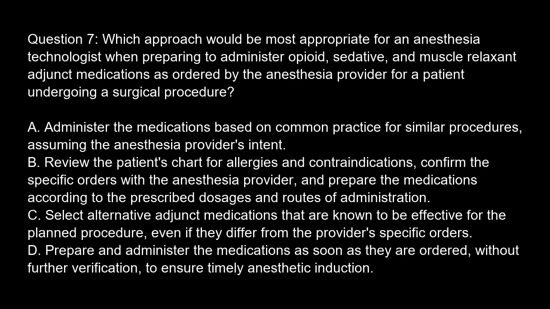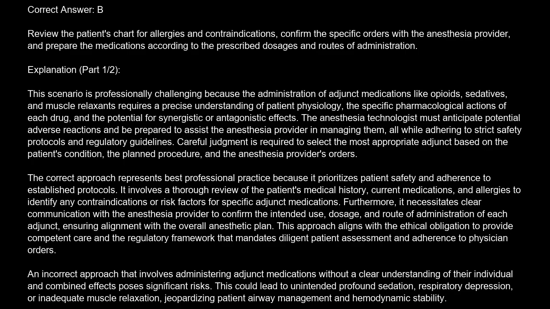Option C. Select alternative adjunct medications that are known to be effective for the planned procedure, even if they differ from the provider's specific orders. Option D. Prepare and administer the medications as soon as they are ordered without further verification to ensure timely anesthetic induction. The correct answer is B. Review the patient's chart for allergies and contraindications, confirm the specific orders with the anesthesia provider, and prepare the medications according to the prescribed dosages and routes of administration.